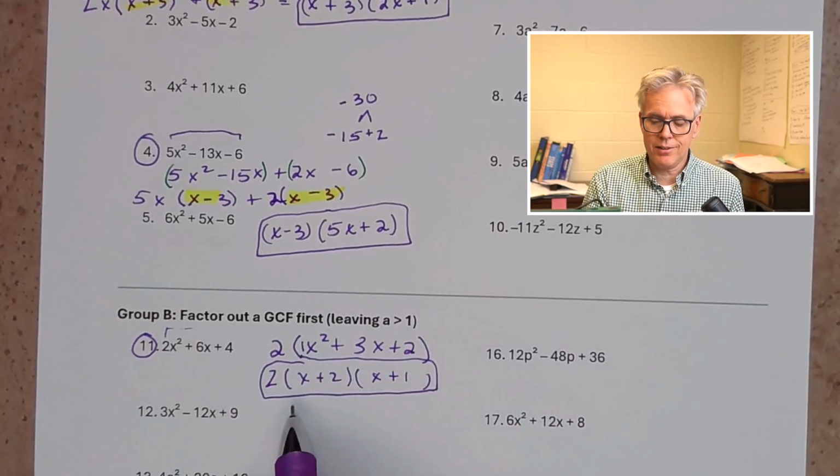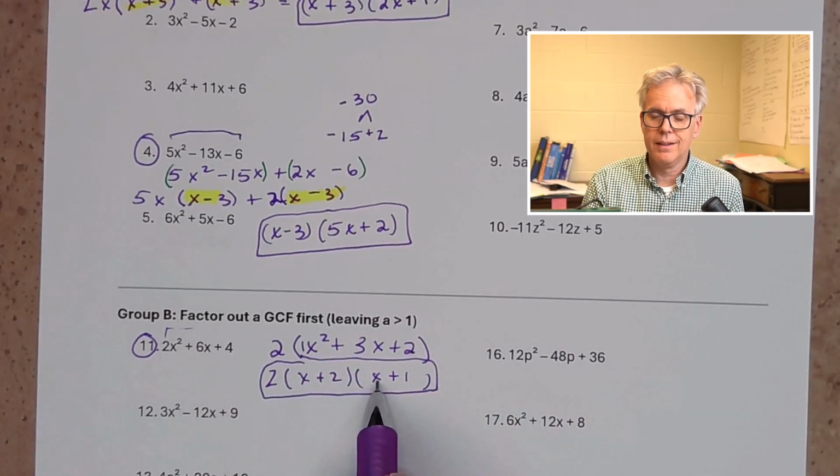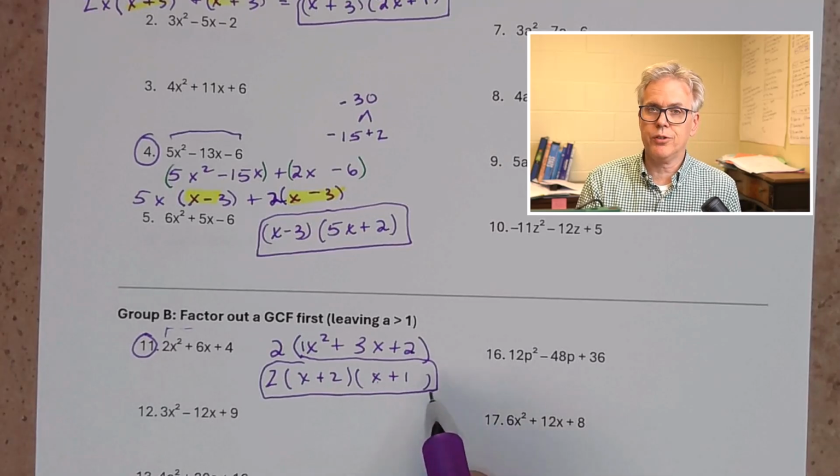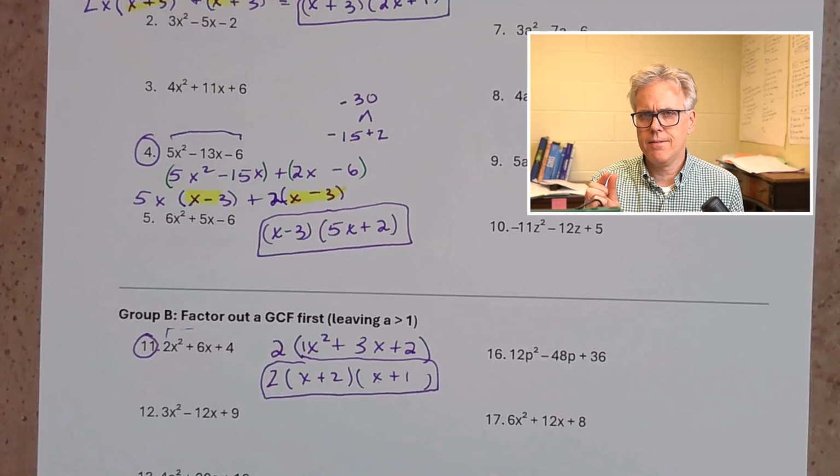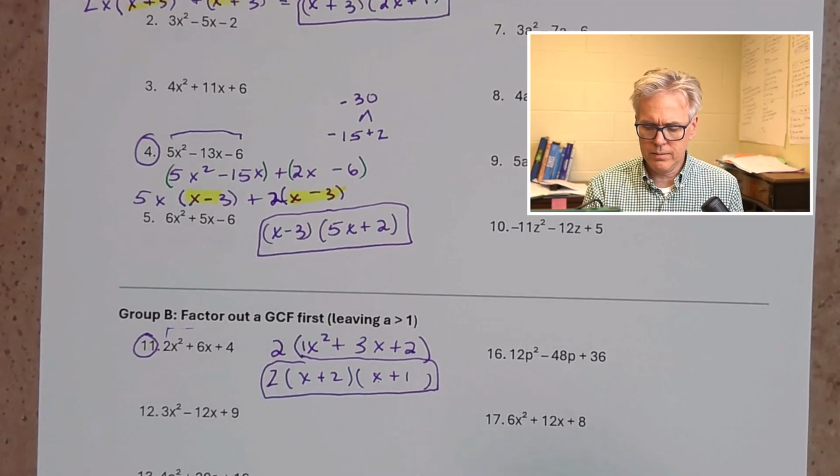So if you use the AC method, you may have gotten something like 2x plus 4 times x plus 1, or you may have gotten 2x plus 2 times x plus 2. And you may not have seen that extra factor of 2. So it's always good to pull that factor of 2 out.